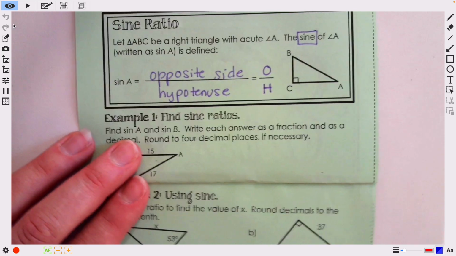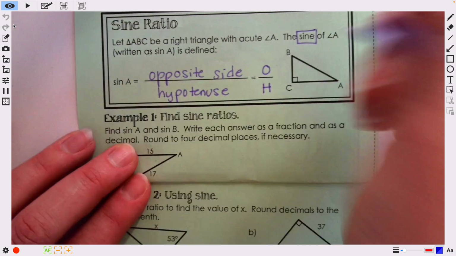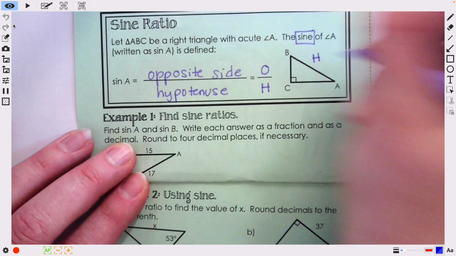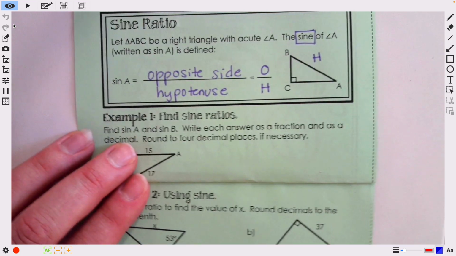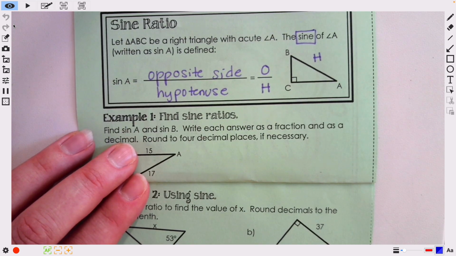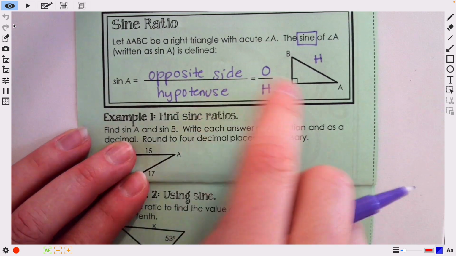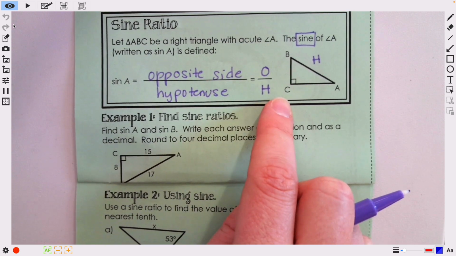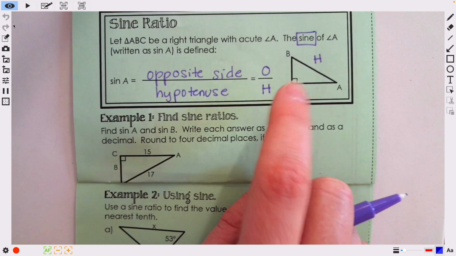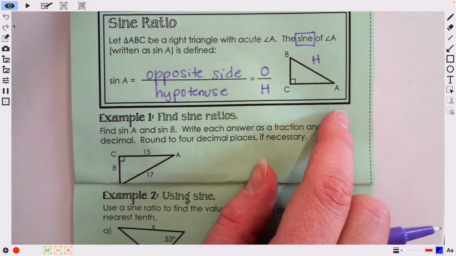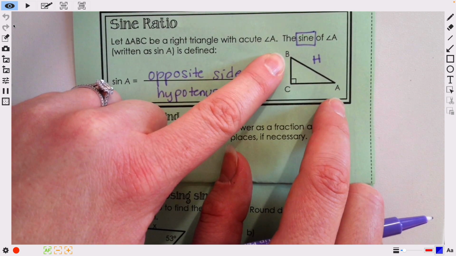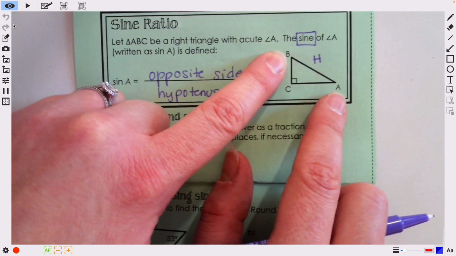Now, the hypotenuse of a triangle is the hypotenuse of a triangle no matter what. It is always across from the right angle. But the opposite side is relative to which angle you're looking at. Also, we don't do trigonometry on right angles. Let me make that very clear right from the beginning. We do not do trig on right angles. We are only going to be doing trig on the acute angles left over.